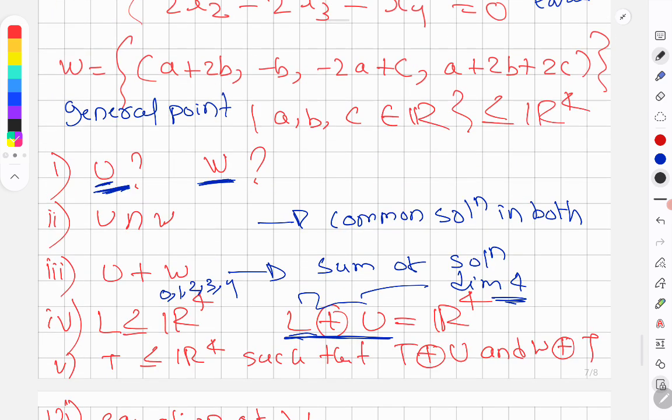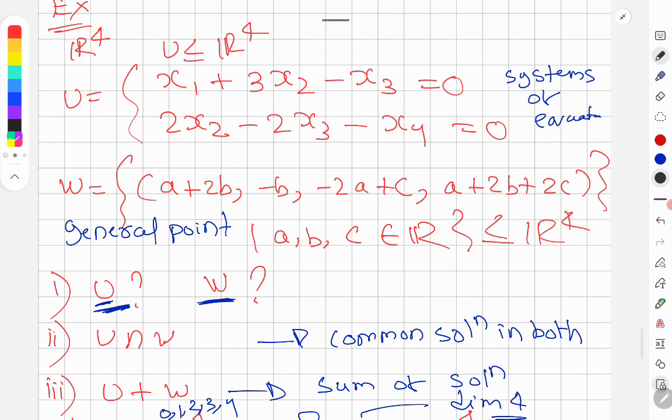Solution. So first let's solve for U. This one.